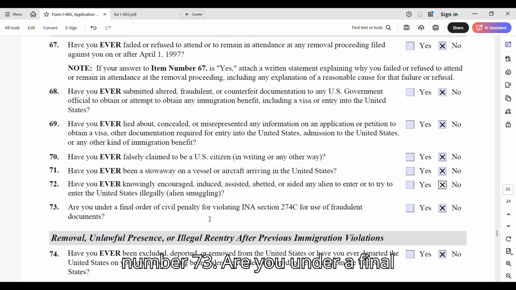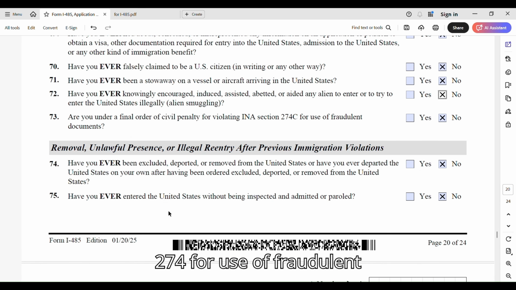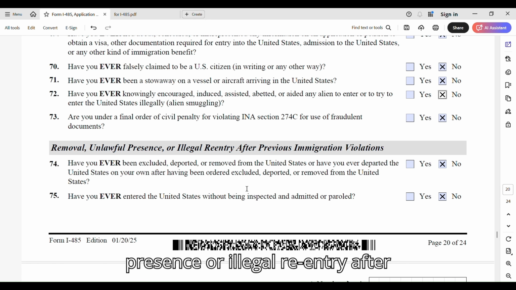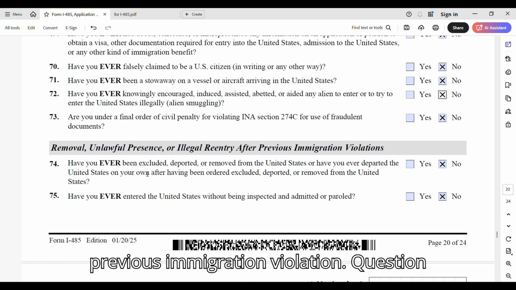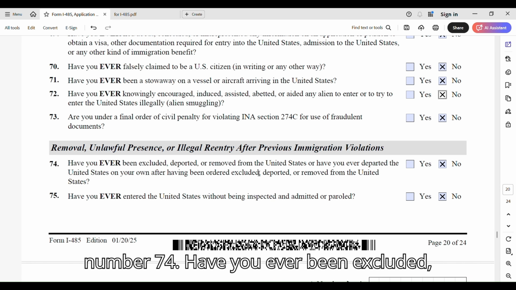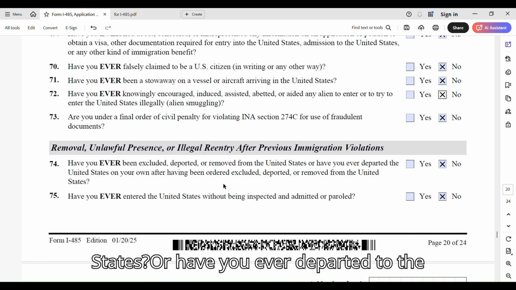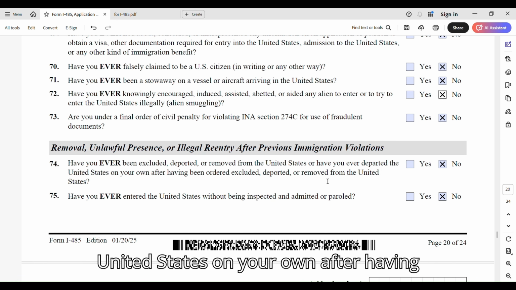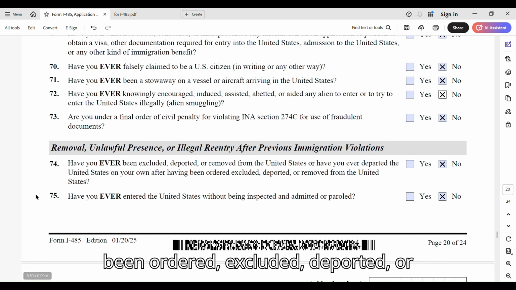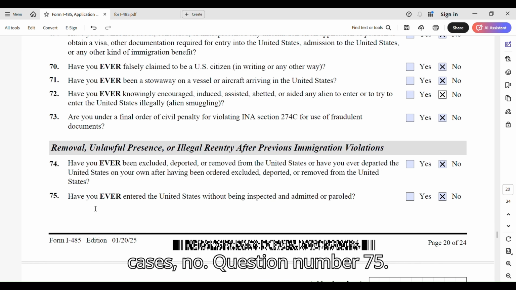Question number 73. Are you under a final order of civil penalty for violating INA section 274C for use of fraudulent documents? In my case, it is no. So, removal and unlawful presence or illegal reentry after previous immigration violation. Question number 74. Have you ever been excluded, deported, or removed from the United States, or have you ever departed the United States on your own after having been ordered excluded, deported, or removed from the United States? In my case, it is no.